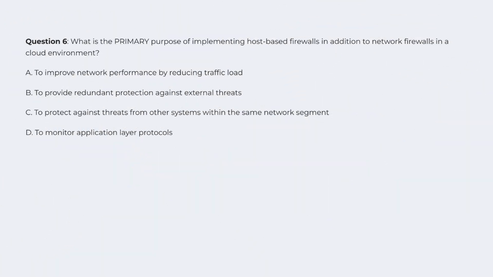Question 6. What is the primary purpose of implementing host-based firewalls in addition to network firewalls in a cloud environment? A. To improve network performance by reducing traffic load. B. To provide redundant protection against external threats. C. To protect against threats from other systems within the same network segment. D. To monitor application layer protocols.